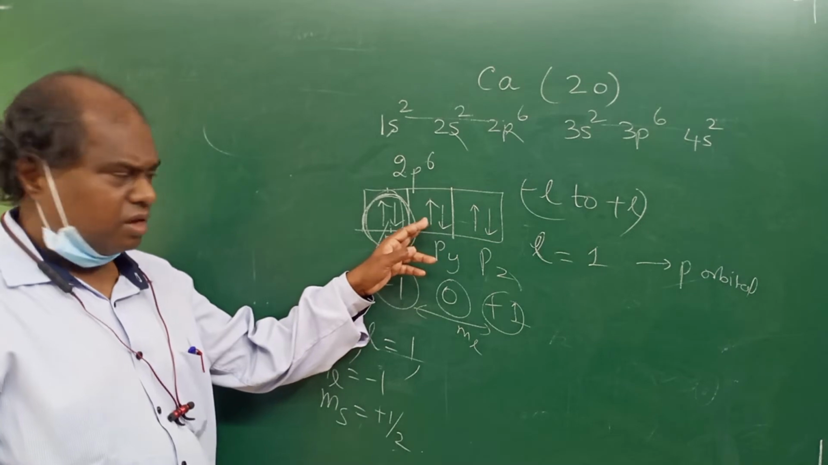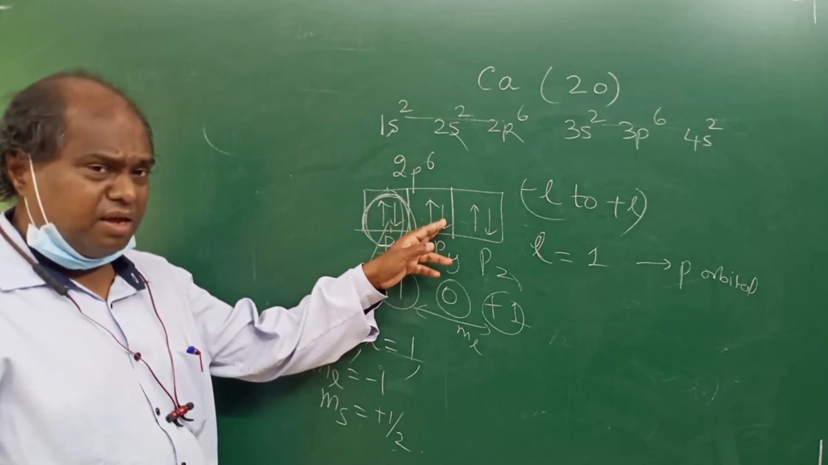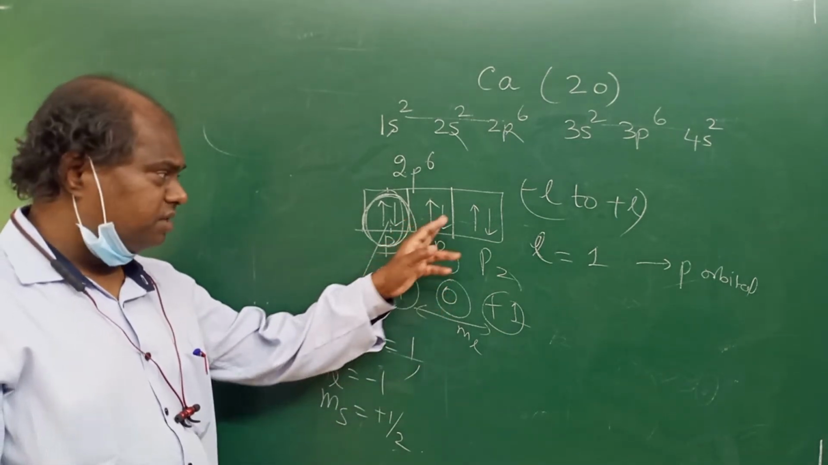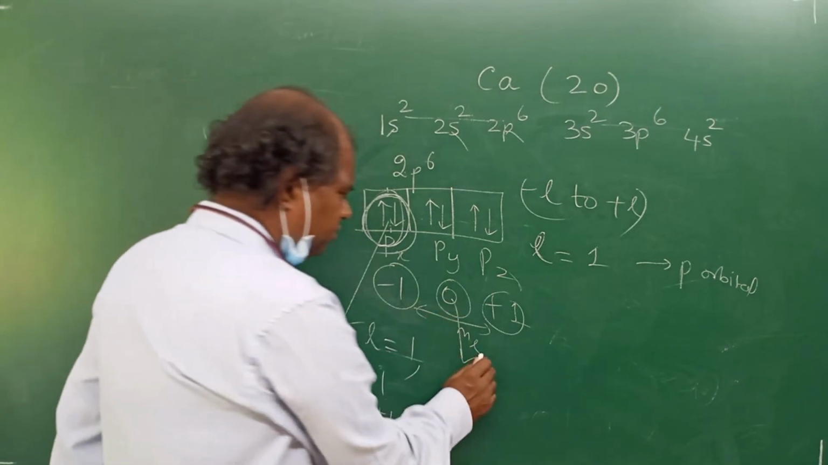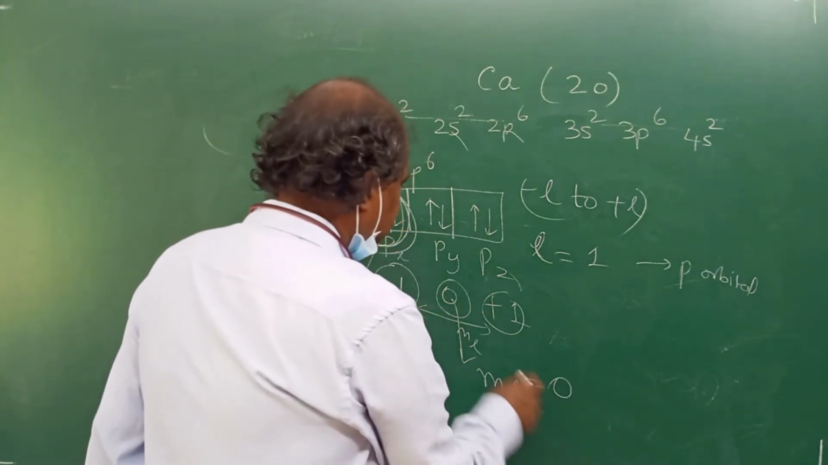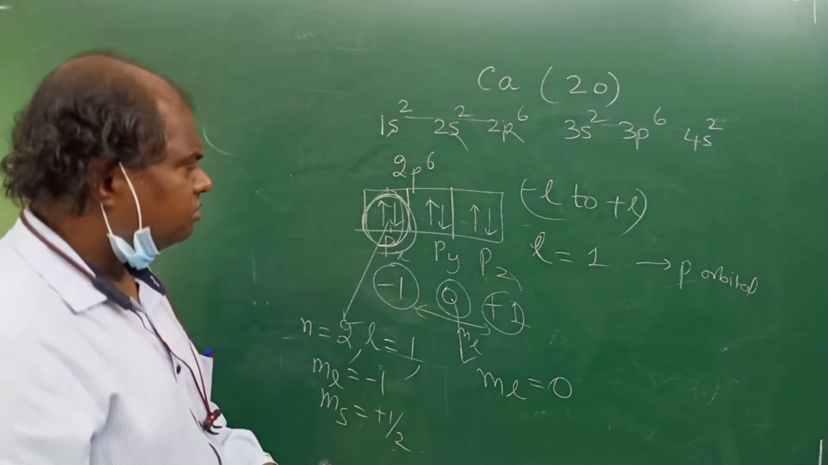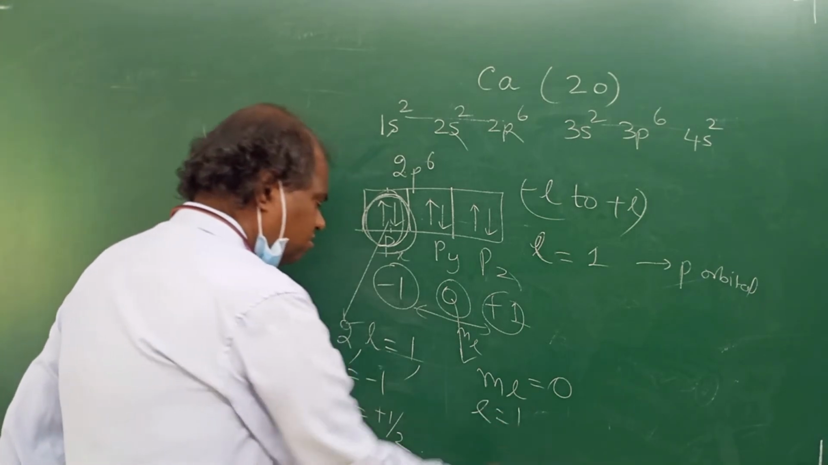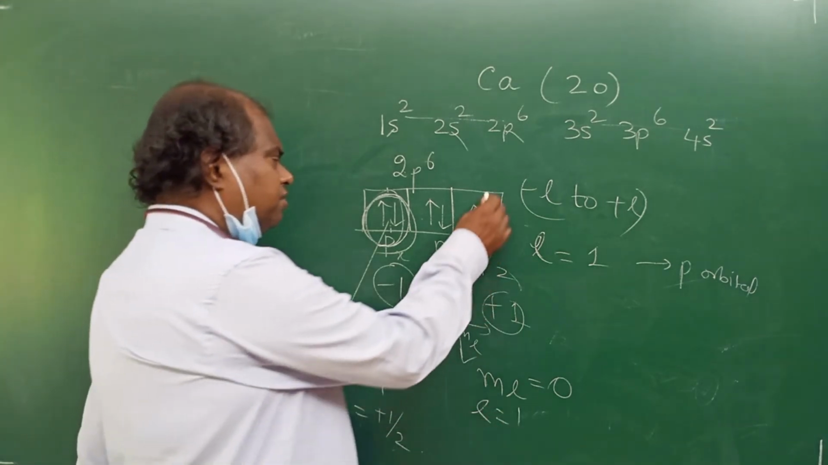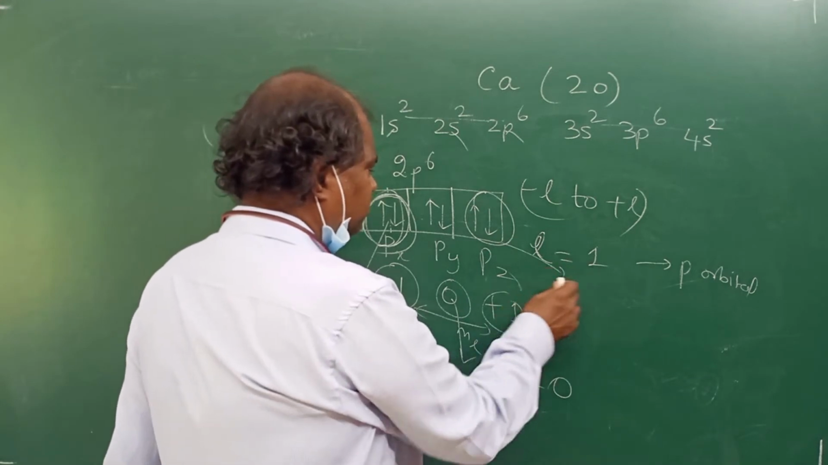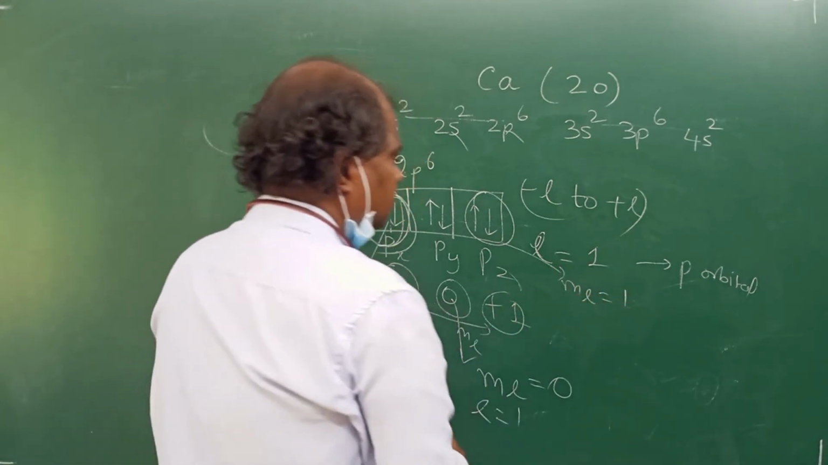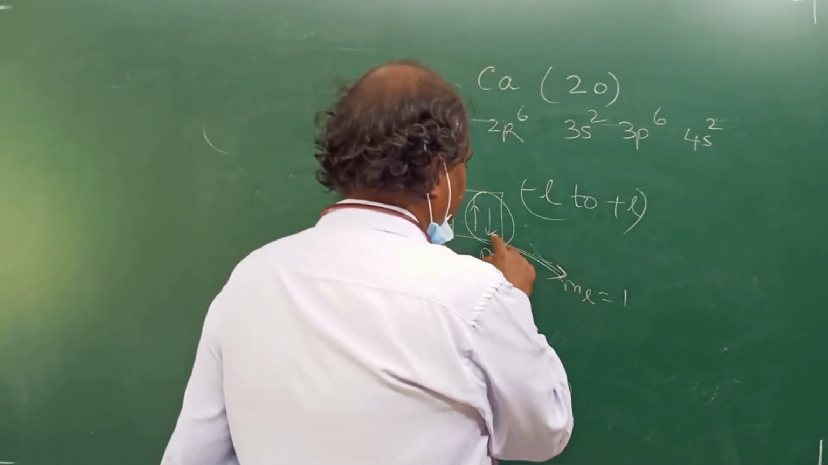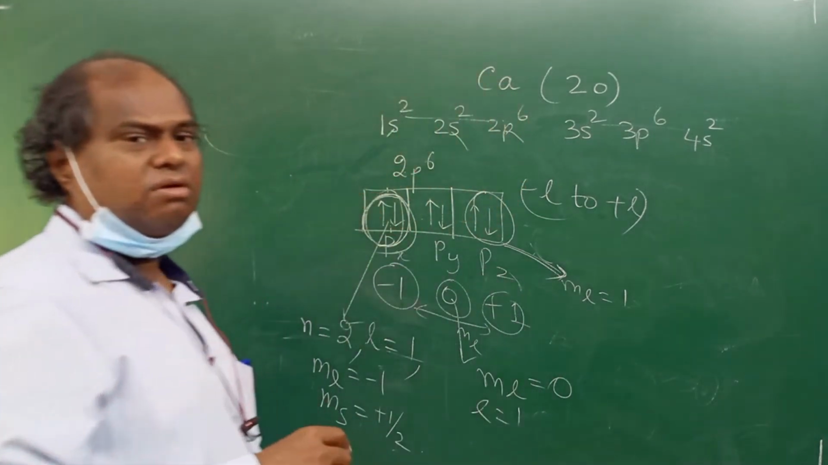Now it has come for these 2. One will be plus half, one will be minus half, but the value of ml will change now. What is the value of ml? You will give 0. For both the electrons, ml will be equal to 0. Clear? L will be as usual 1 only. Now similarly for both these electrons, ml will be equal to plus 1.